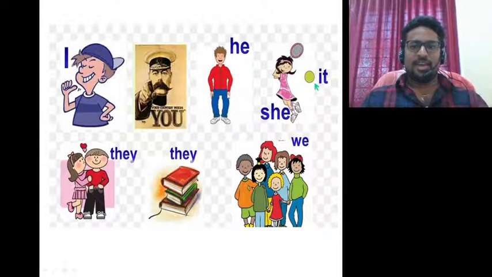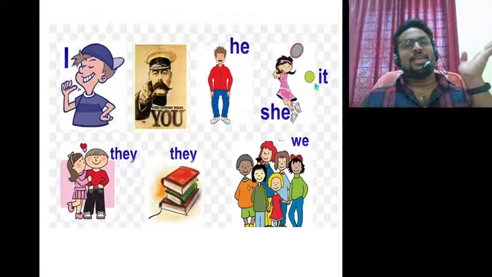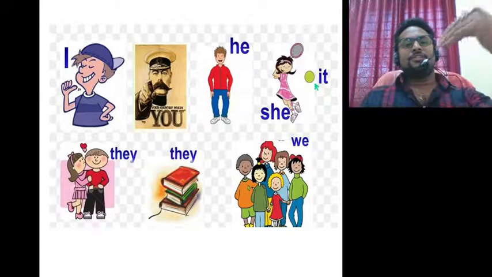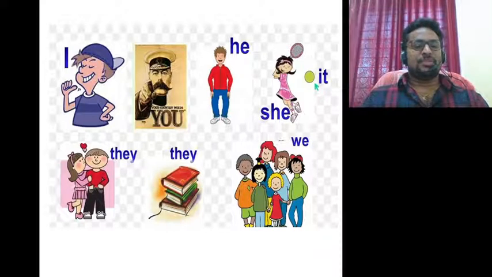Ramu is a goodbye. I said it, right? So he becomes a third person. He or she or it becomes a third person. First person is the speaker, I. Second person is you. If I discuss about someone, he or she or it, that becomes the third person.